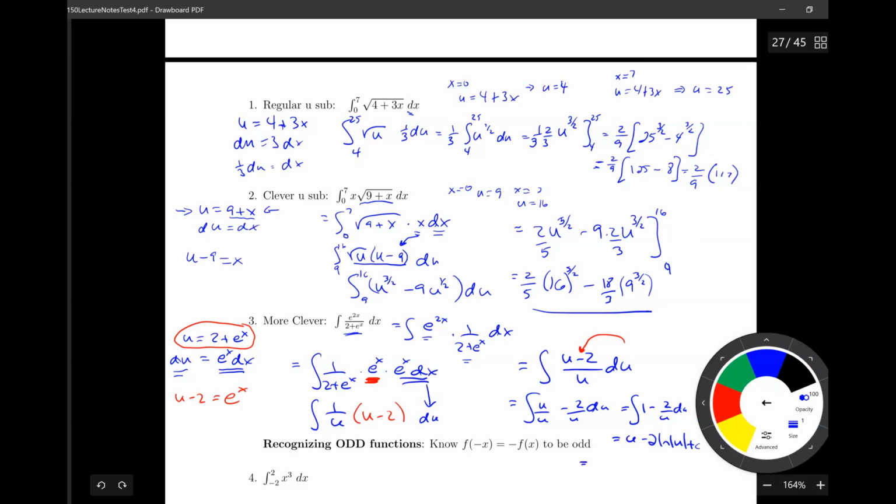And then I'm going to put the x's back in. So I get 2 plus e to the x minus 2 times ln of 2 plus e to the x, plus c.